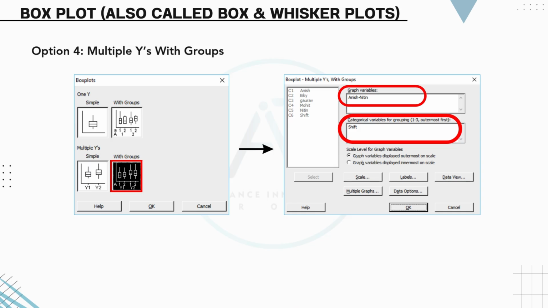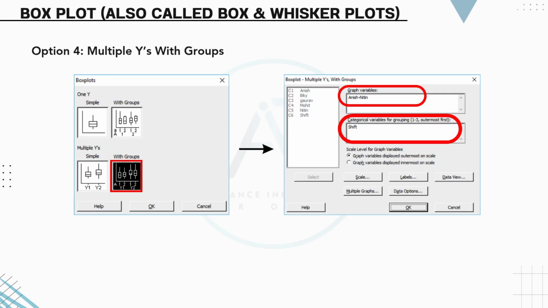In this window, under Graph Variables, select all the numeric variables you want to analyze, like Anish, Biki, Gaurav, Mohit, Nitin. Under Categorical Variables for grouping, select your grouping column, which is Shift in this case.